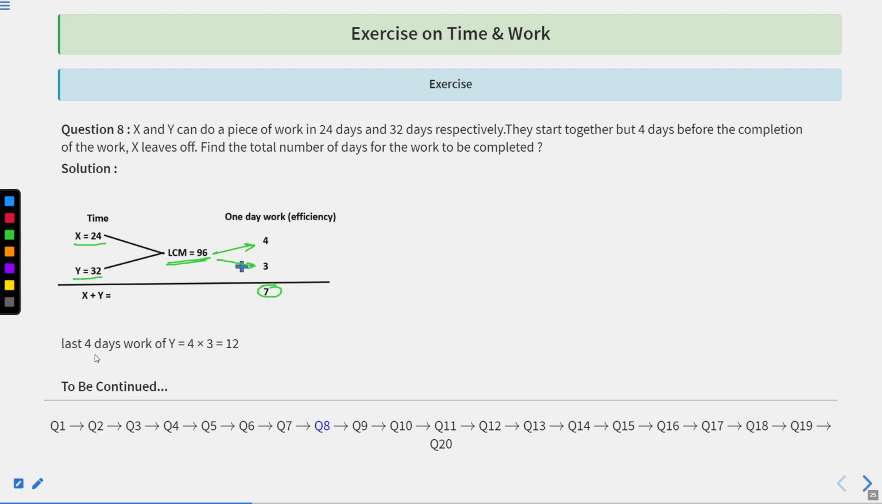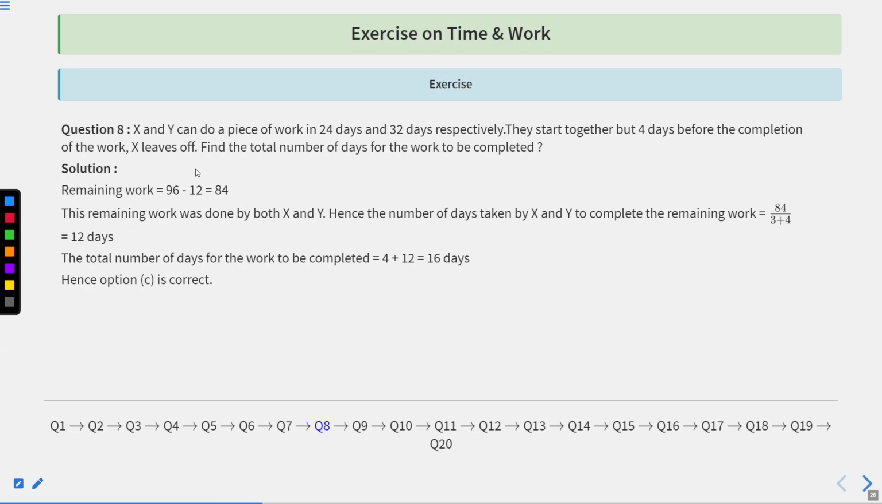Okay, and the last 4 days' work of Y was 4 into 3, that is 12, and the remaining work is 96 minus 12, that is 84. So the remaining work was done by both X and Y, and the number of days taken by X and Y to complete the remaining work is 84 upon 3 plus 4, that is 12 days. The total number of days for the work to be completed is 4 plus 12, that is 16 days. So the correct option here is C.